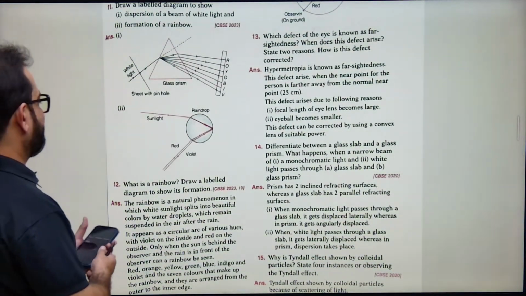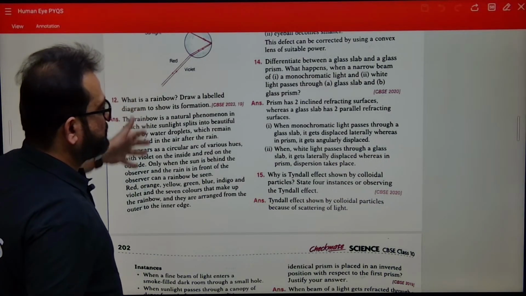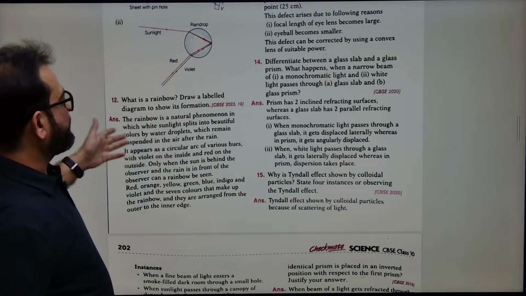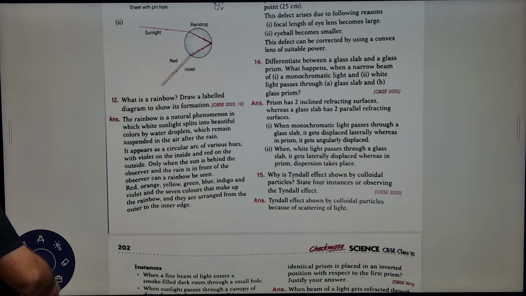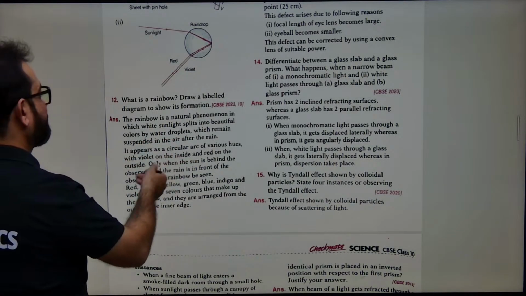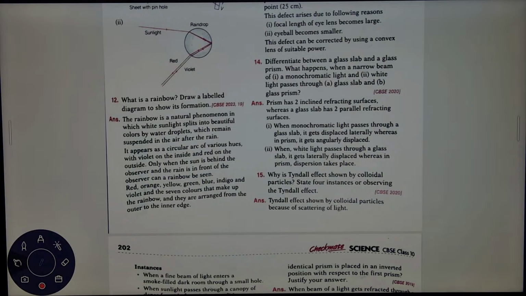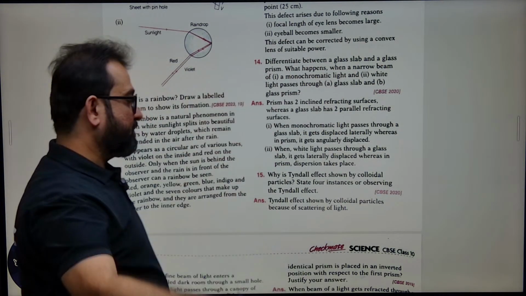What is a rainbow? Draw a labelled diagram. Okay, this is what you have to write, what is actually memorizable. The rainbow is a natural phenomenon in which white light splits into beautiful colors by water droplets, which remain suspended in the air after the rain. It appears as a circular arc of various hues with violet on the inside and red on the outside. Only when the sun is behind the observer and the rain is in front of the observer can a rainbow be seen. Yes or no? Sun is actually that side and rain droplet is here. Okay.